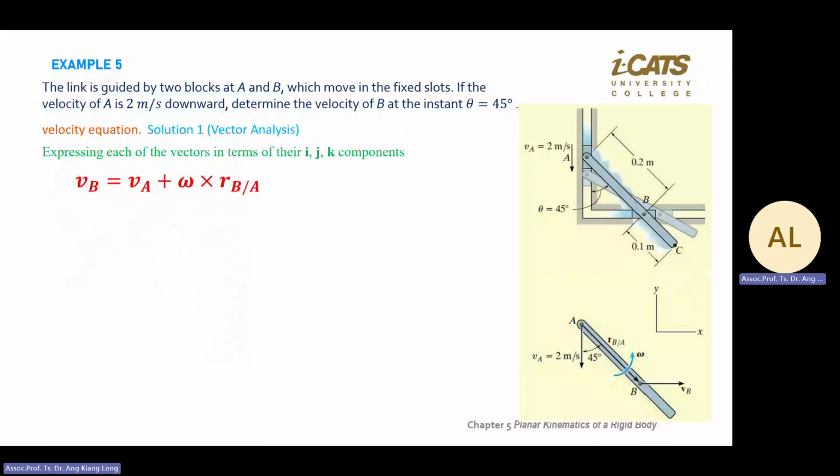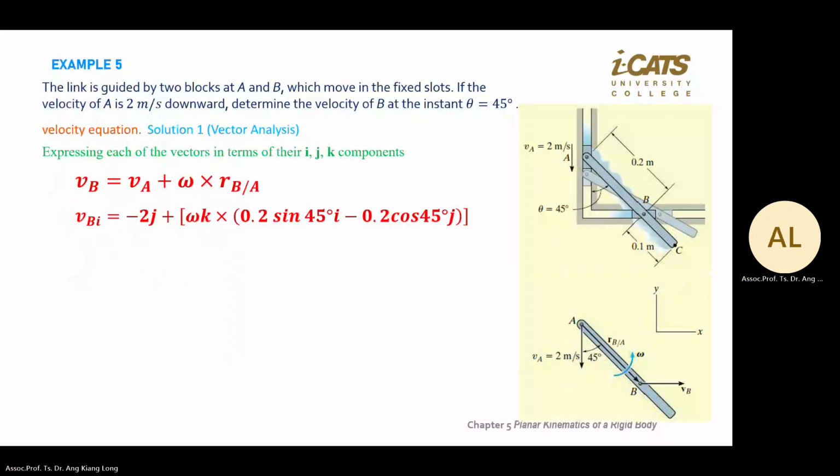So where do we find the two equations? It is from the hint here, the X and Y direction. It means you break this equation into X and Y direction, then you have two equations, and then you can solve for the two unknowns. First, the equation in X direction. X in vector form is in the I direction. So you write VB I equal to VA I.